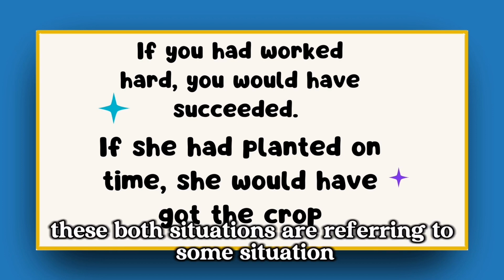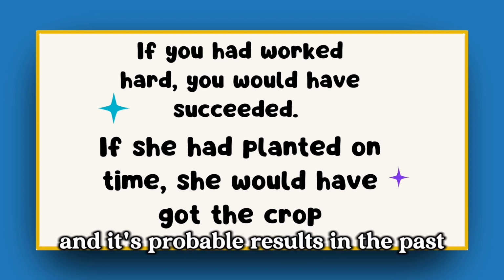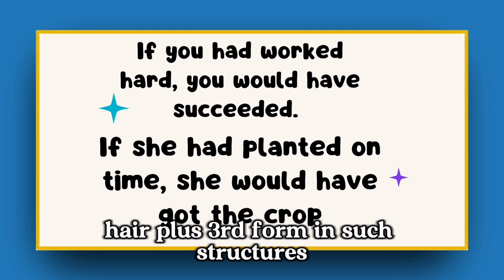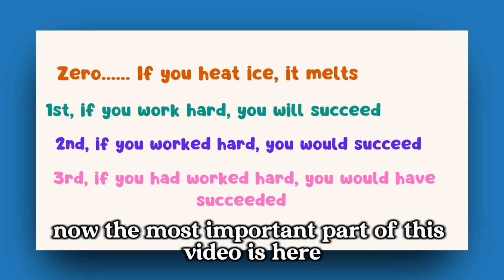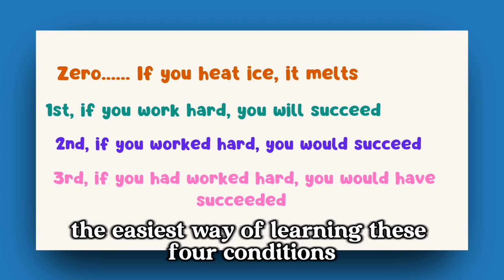These both situations are referring to some situation or condition that were impossible in the past and its probable results in the past. So we use had plus third form with would have plus third form in such structures. Now the most important part of this video is here, in which I am going to tell the easiest way of learning these four conditions.